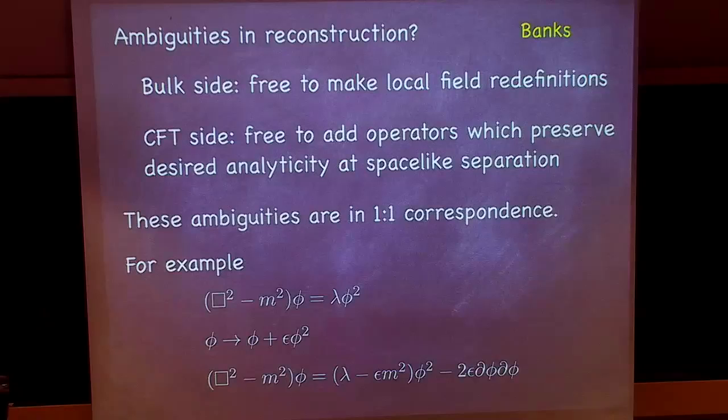So we have that kind of ambiguity about the bulk theory coming from the bulk side. What I'm going to claim is that we actually have exactly the same ambiguity on the CFT side. Because we chose all of these coefficients in front of higher dimension operators in order to cancel some unwanted non-analyticity that spoiled locality.